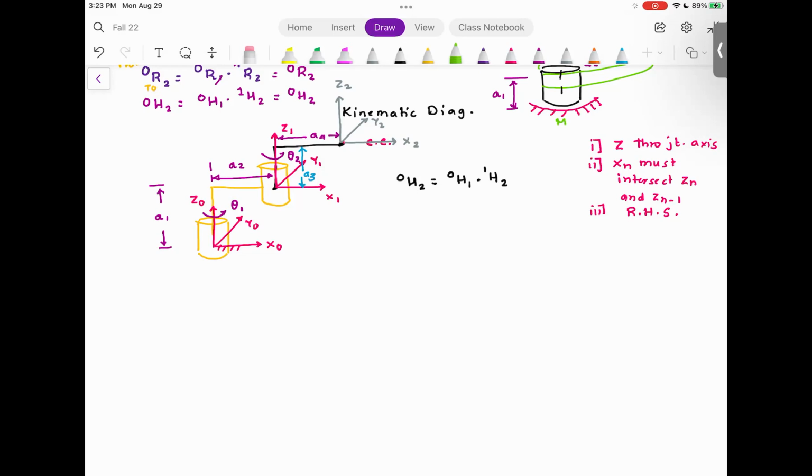Now, next, if I want to find 0H1, I need to find out 0R1 and the corresponding translations. I need to find out 1R2 and the corresponding translations. Everyone understood that? You can't change the order. Left to right. Order is very important.